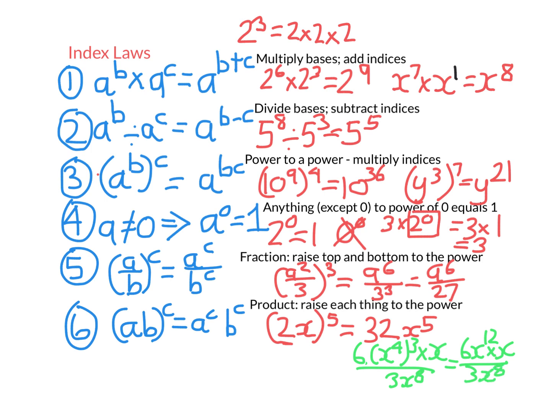Okay, but wait a minute, you remember that x is the same as x to the power of 1. So actually, this top part here, x squared times x, becomes x to the power of 13. So I'm going to rewrite that as x to the power of 13. So now I need to go 6x to the power of 13 divide 3x to the power of 8. So when you have numbers and pronumerals, just do them separately. I go 6 divide 3 is 2. Now x to the power of 13 divide x to the power of 8.